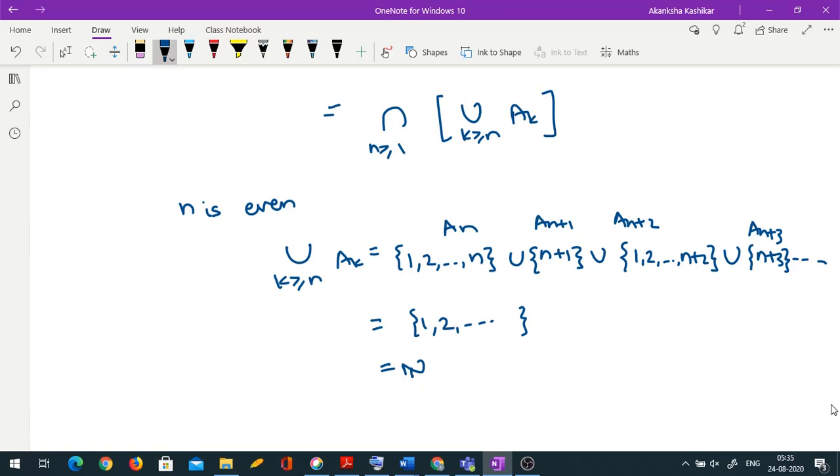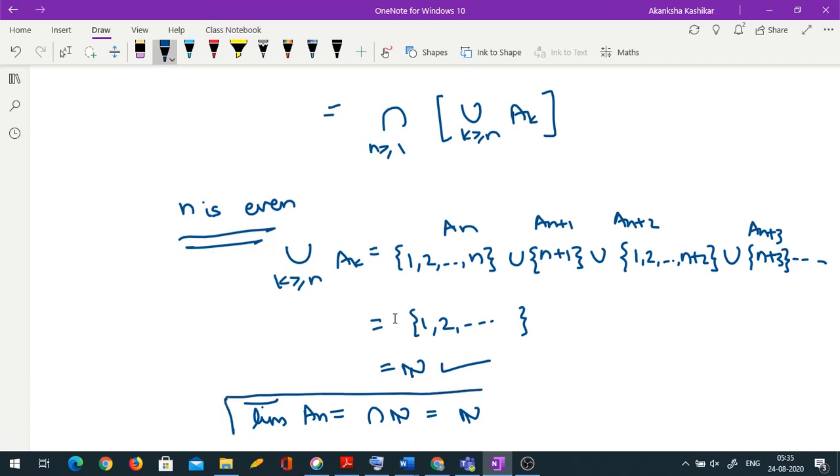Okay, and hence lim sup an would be the intersection over the set of natural numbers. So it is just the set of natural numbers, because for every n, okay, I wrote down for even n, but even if you consider odd n, you are going to get exactly the same thing. So for every n you get the set of natural numbers, and hence your lim sup turns out to be this.